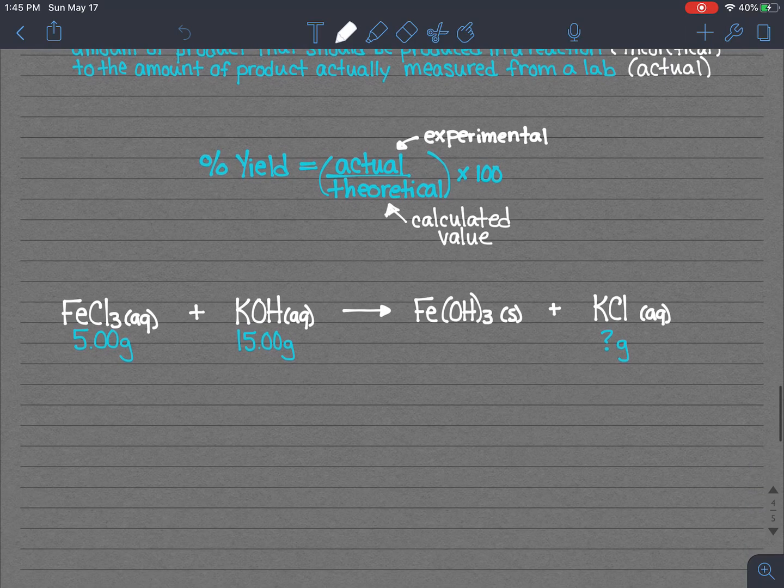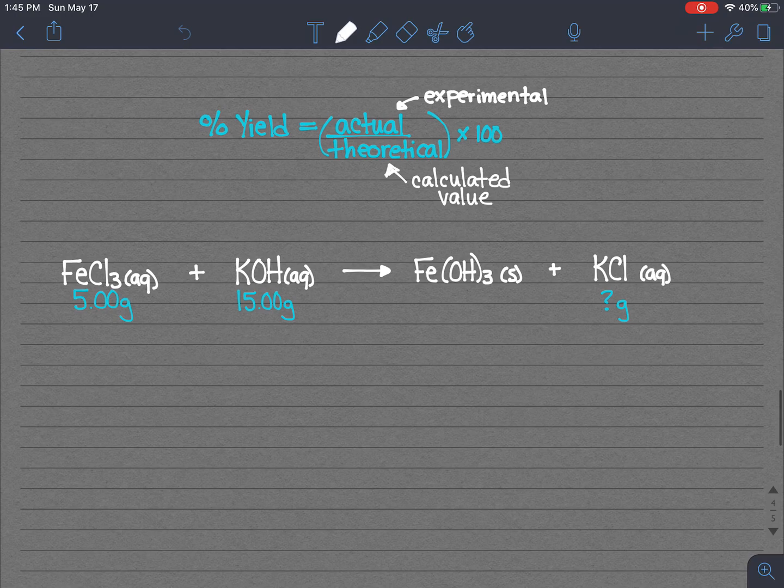For this little tutorial, I just want to walk through one example problem of calculating percent yield using limiting reactants. This is another thing that you might come across, where you have an equation and you have to determine the limiting reactant first, then base your theoretical yield of potassium chloride, for example, off of that limiting reactant, and then go through that process. So we'll go ahead and do that. It's a good review of what you already should know how to do at this point.